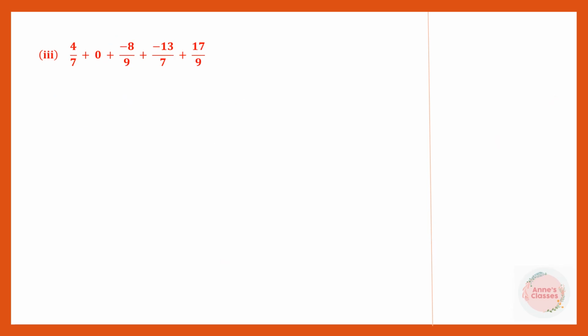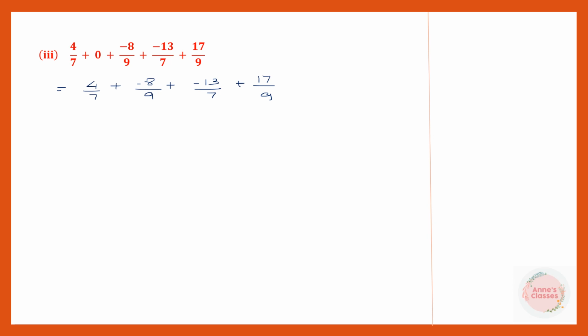Question 3. Now here we have 4 by 7 plus 0 plus minus 8 by 9 plus minus 13 by 7 plus 17 by 9. So anything added to 0 will give you back the same number, isn't it? So this will be 4 by 7 plus 0 is 4 by 7 plus minus 8 by 9 plus minus 13 by 7 plus 17 by 9.